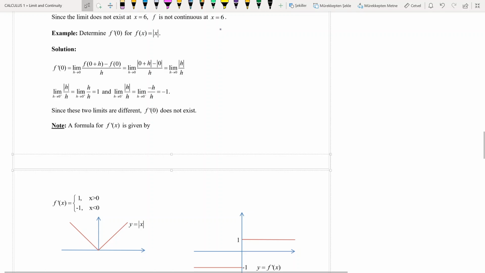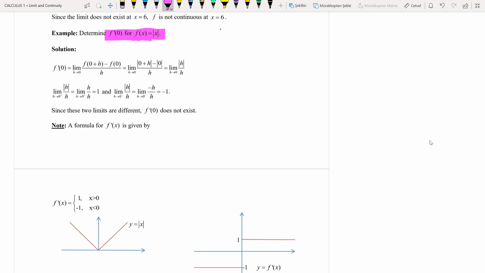Hi everyone. In this part we will focus on the points where the functions are not differentiable. A function can fail to be differentiable at a point in a number of ways. So we will see that, but before this let's look at this example. Derivative of absolute value of x at the point 0. Does it exist or not?